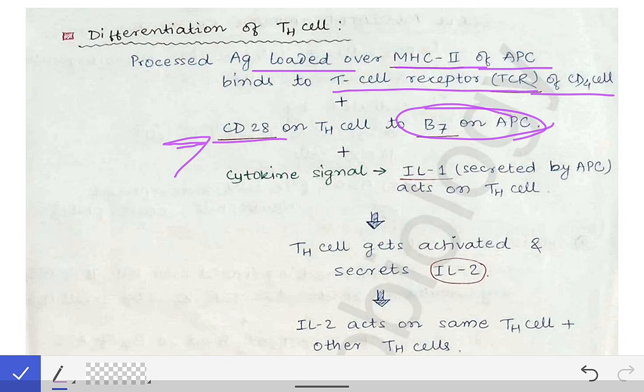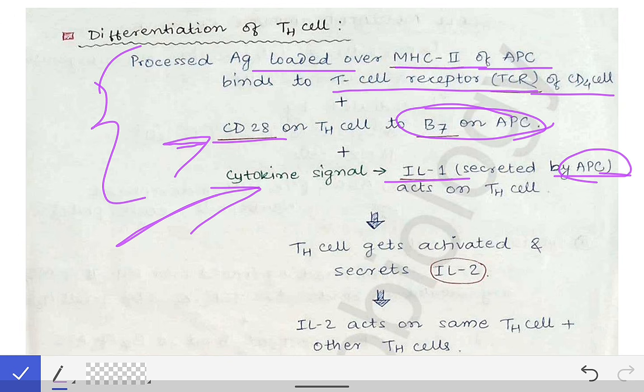Along with that, there is also a cytokine signal, which is interleukin 1 acting on the helper T cell. That interleukin 1 is secreted by the antigen presenting cell. So these three signals are required for the differentiation of the helper T cell.